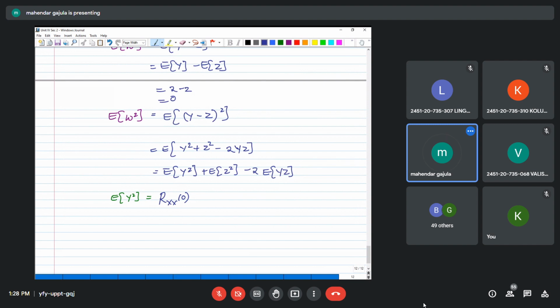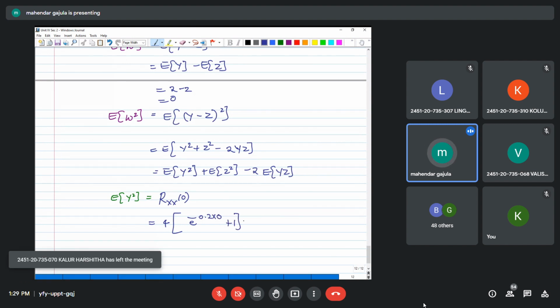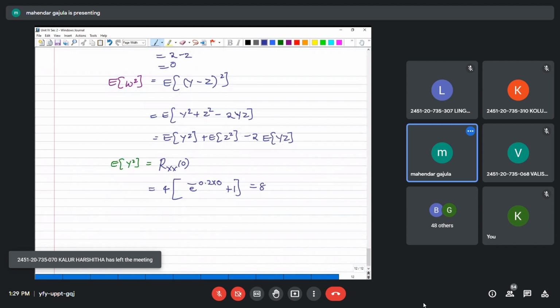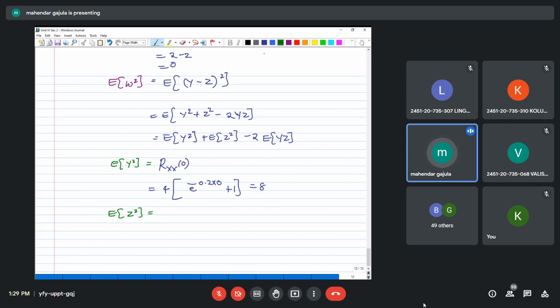What is Y? Y is a random variable of the random process X(t). So it is the autocorrelation at tau equal to 0, Y and Y. What is the time difference between Y and Y? 0 only. So you substitute tau equal to 0. What is given? It is 4 times e power minus 0.2 times 0, plus 1. It is 8. Similarly, the expectation of Z square is also from the random process X(t) at tau equal to 0. So it is also 8.